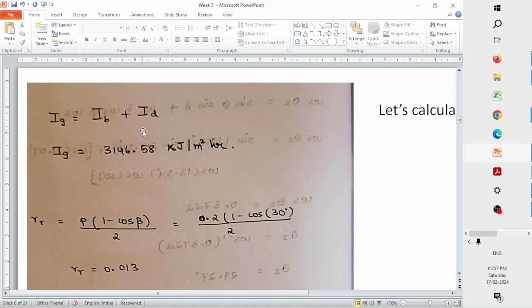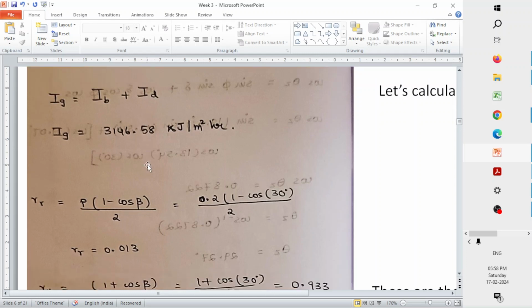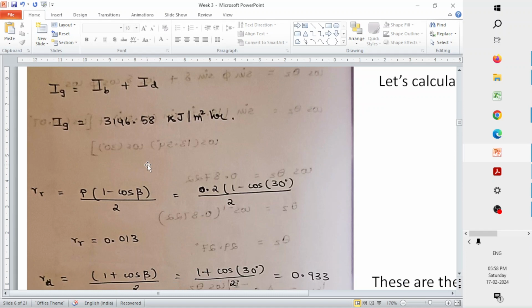It will become a lot easier, but we need to understand how the pyrheliometer or pyranometer actually measures the global radiation. It's just for practice purposes that we are manually calculating the values of IBN, ID and Ig. So your value of Ig is 3146.58 kilojoule per meter square hour.